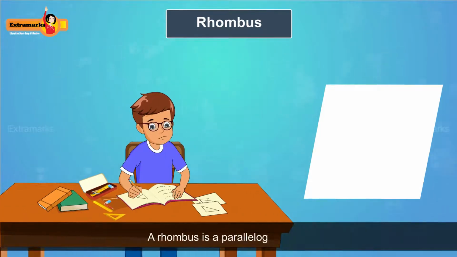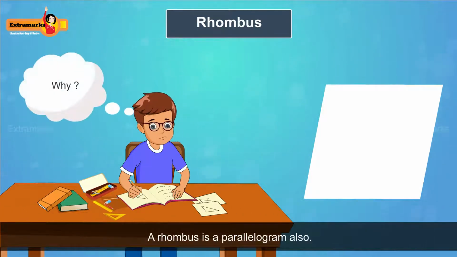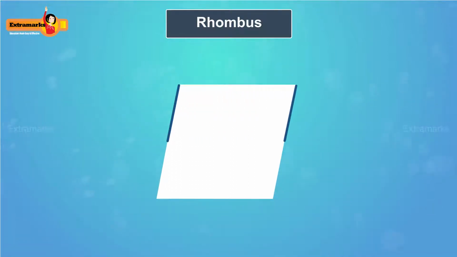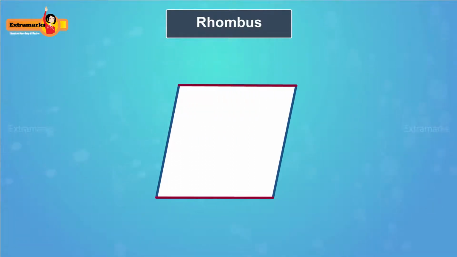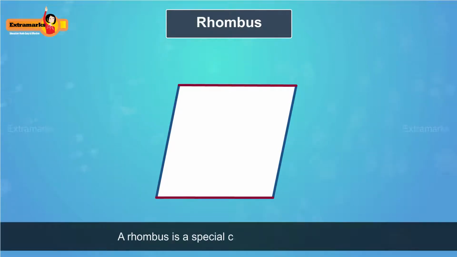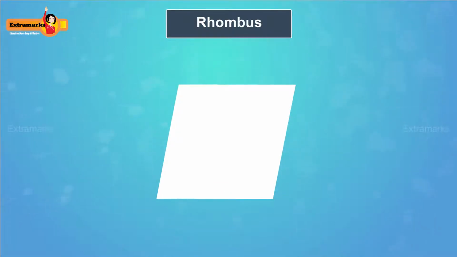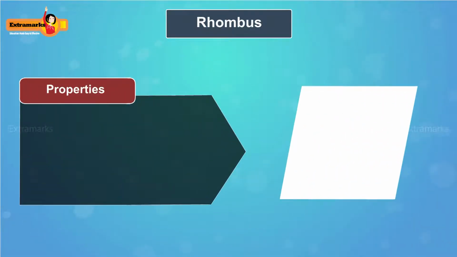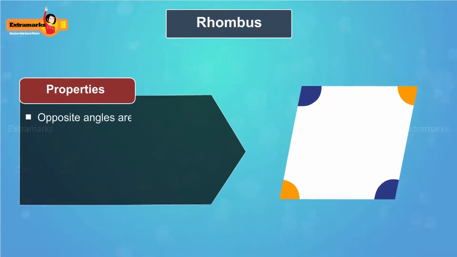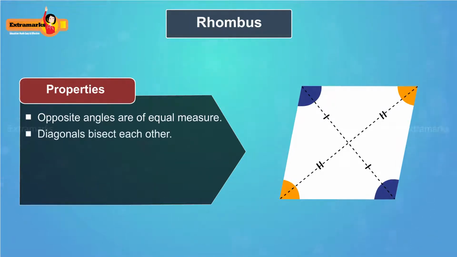A rhombus is a parallelogram also. Do you know why? Since the opposite sides of the rhombus are of equal length, it is a parallelogram, or we can say that it is a special case of a parallelogram. Hence, it inherits all the properties of a parallelogram. So, opposite angles of a rhombus are of equal measure and its diagonals bisect each other.